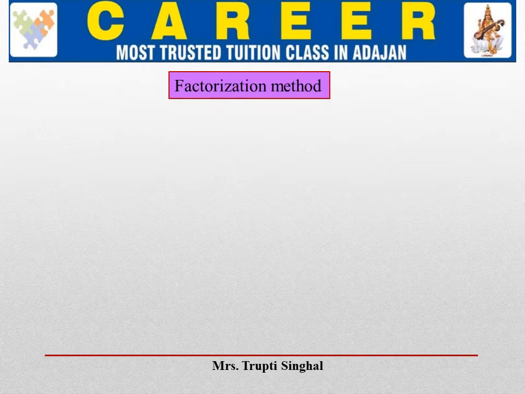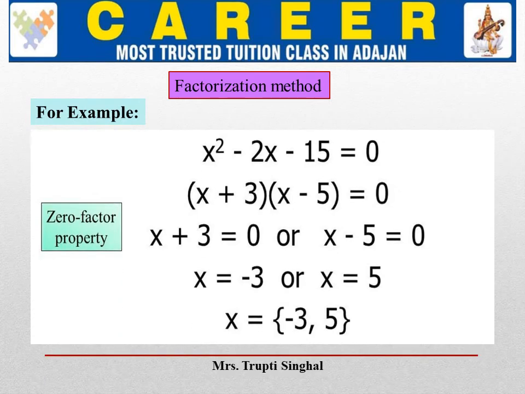The first method for the solution of the quadratic equation is the factorization method. For example, we use this type many times in our chapter 2 also, in chapter 3 also, to factorize the quadratic equations. So what was that? So x square minus 2x minus 15 is equals to 0, for example.